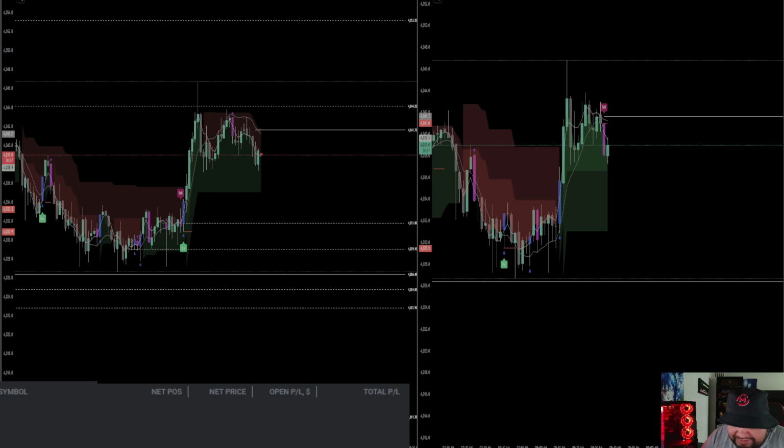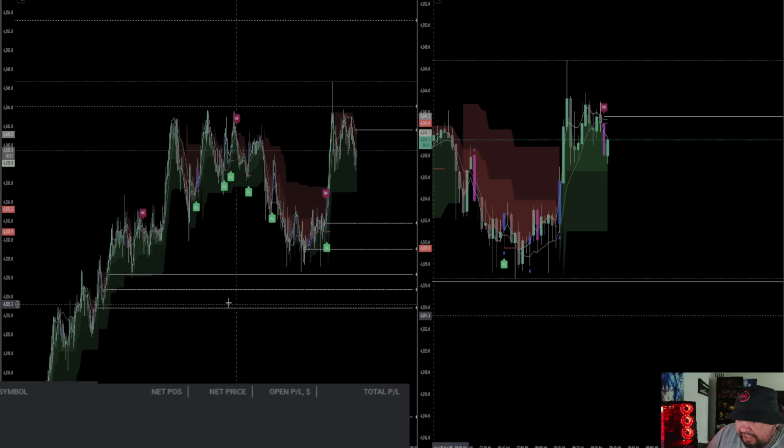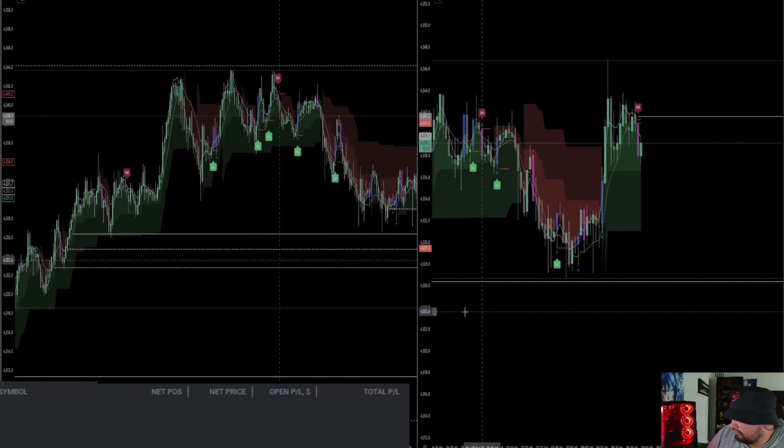Can we review this long trade at 710? Why it's an A++ setup? 710. And this was on NQ, or was it on gold?